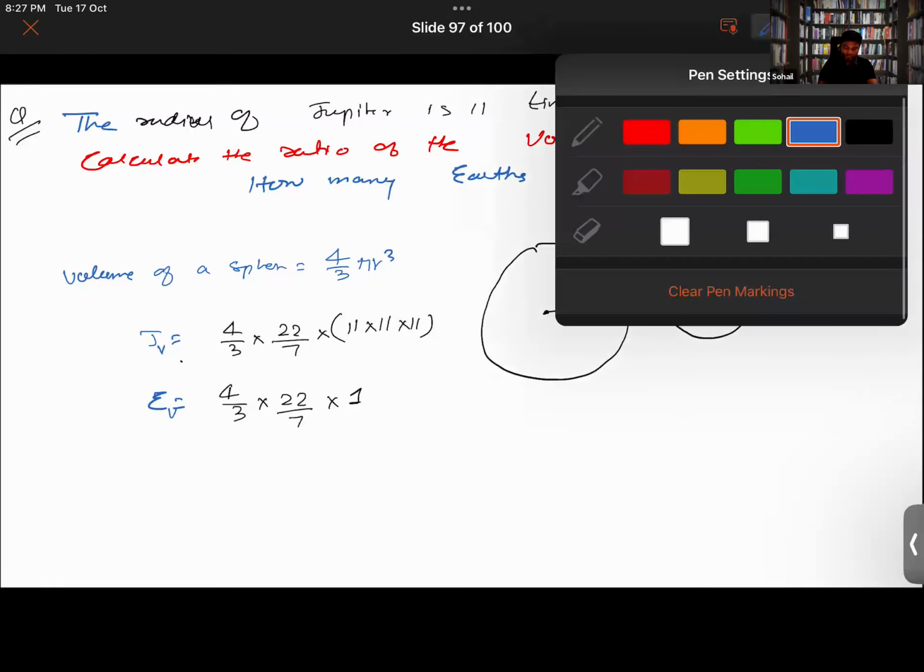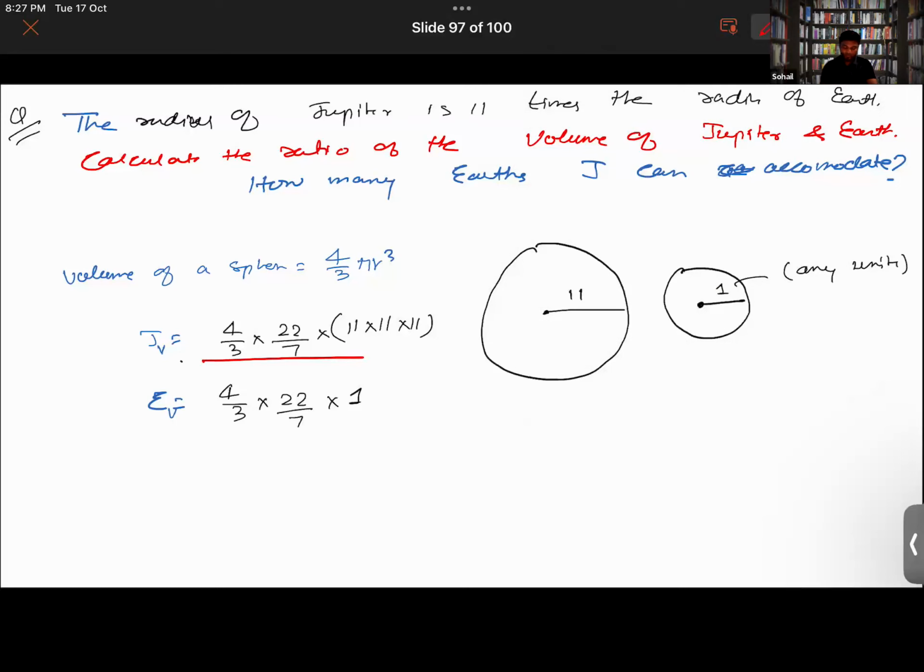Now we need to find its ratio, thereby we have to divide the two, Jupiter upon Earth. So 4 upon 3 will be getting cancelled, this cancels, this cancels. What basically remains? 11 cube, that is 1331 upon 1. Is that clear, Arhan? Yes, sir. So the ratio of their volume is 1331:1.